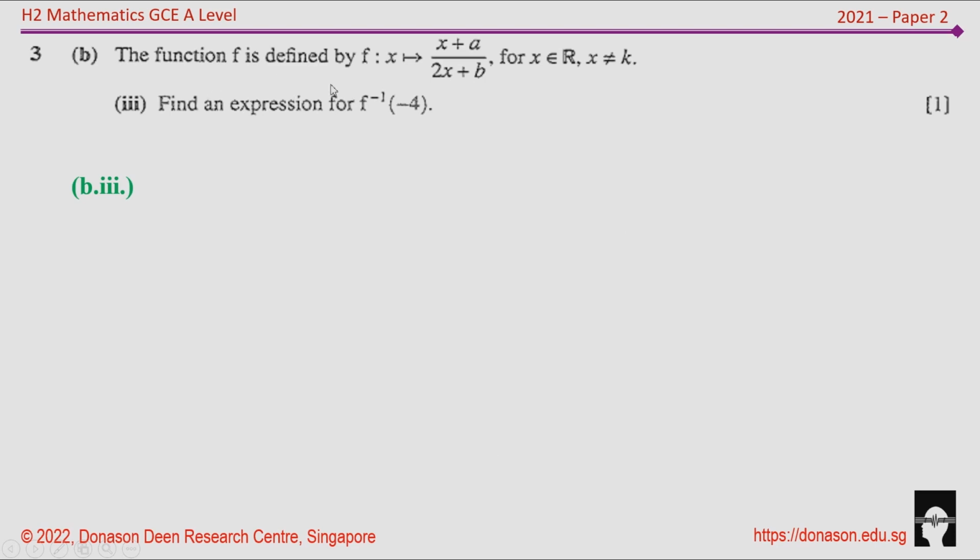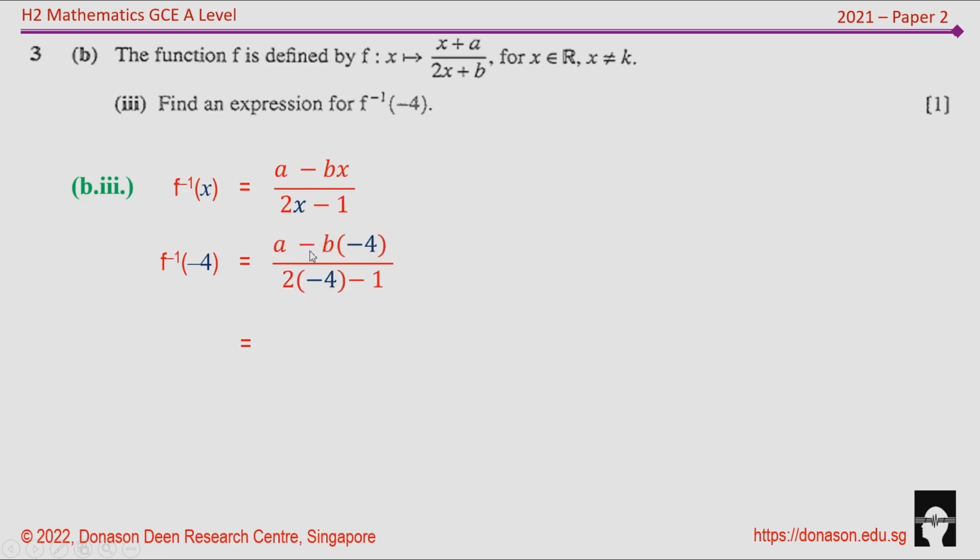The function f is defined as this. Find the expression for f inverse of negative 4. All that we need to do is, we have earlier worked out what is f inverse x. So it is simply a minus bx over 2x minus 1. So f inverse of negative 4 means the value of x has become negative 4. So all that we need to do is to change the value of x into negative 4.